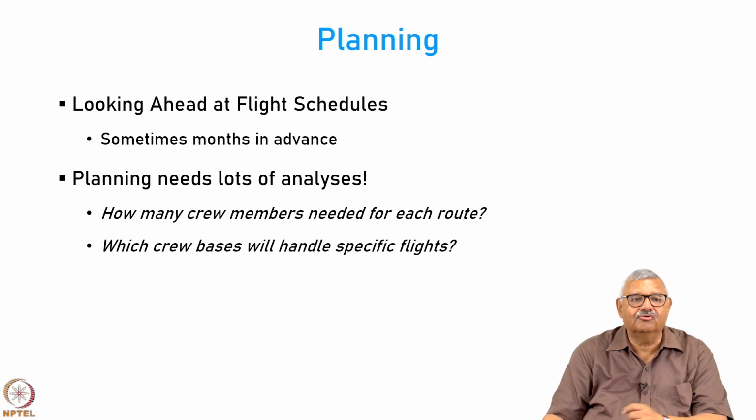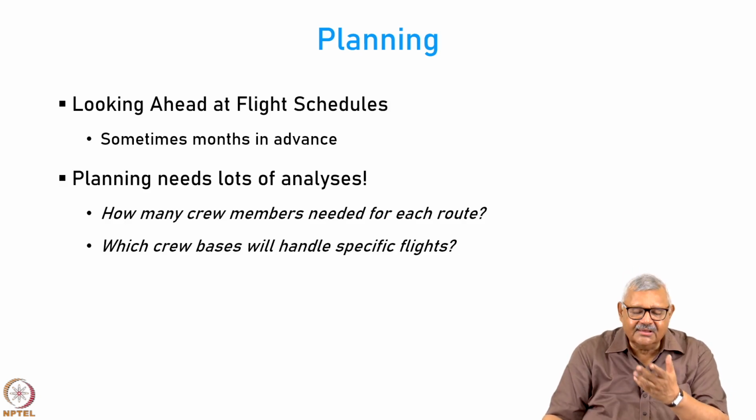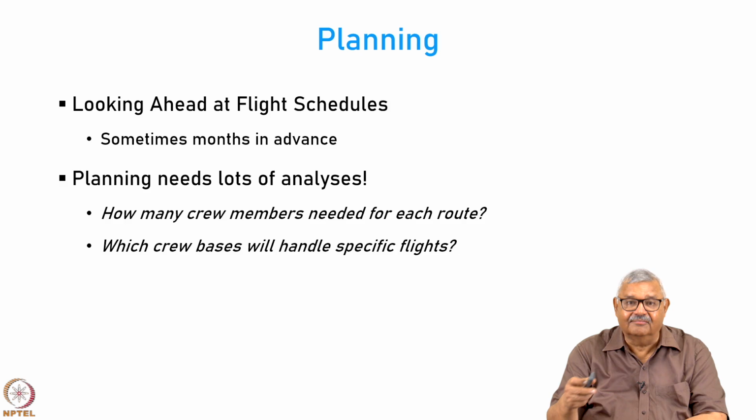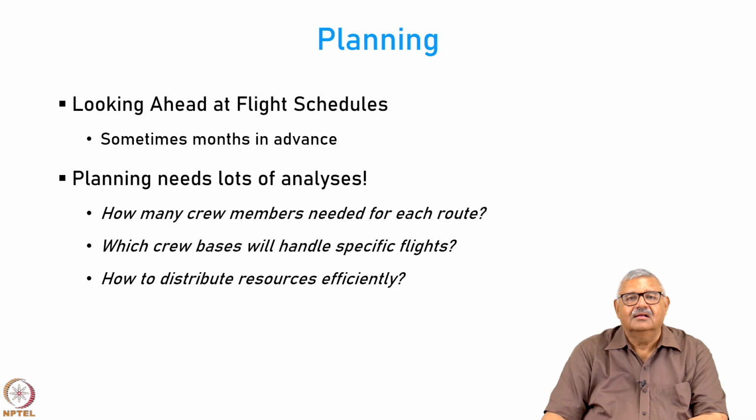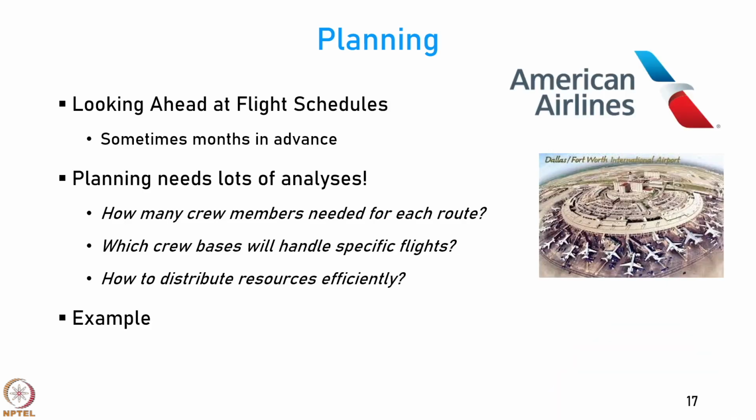Then we also need to know which crew bases will handle specific flights, because crew members are humans, they live at specific places. So there may not be a pilot or a flight attendant available at the city from where you operate, so you will have to plan for it from some other city. Then how do you distribute the resources efficiently so that no one complains that I am underutilized or overutilized? It has to happen efficiently and with fairness.